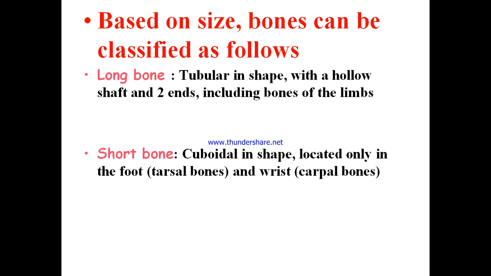On size, we have classified bone into long bone and short bone. Long bone is tubular in shape with hollow shaft and two ends, including bones of the limbs, while short bone is cuboidal in shape, located in the foot, tarsal bones, and wrist, carpal bones.